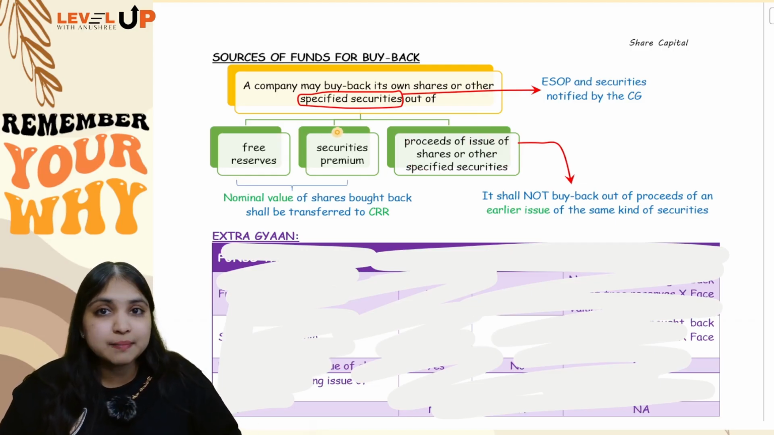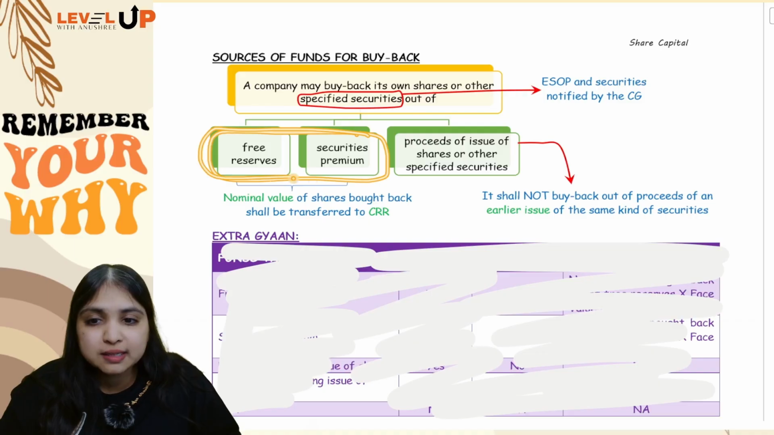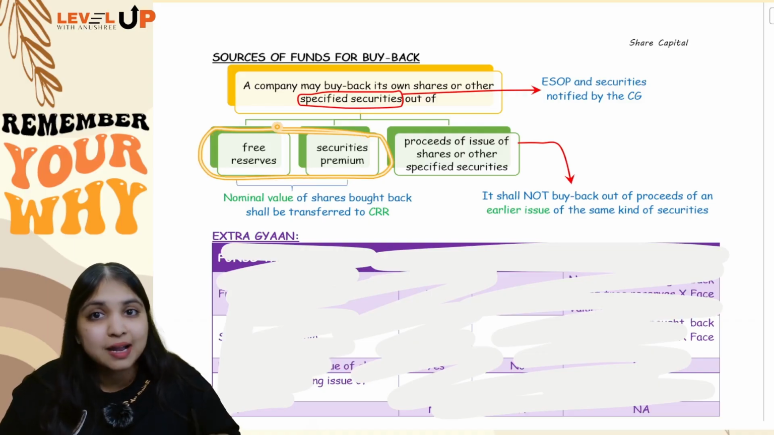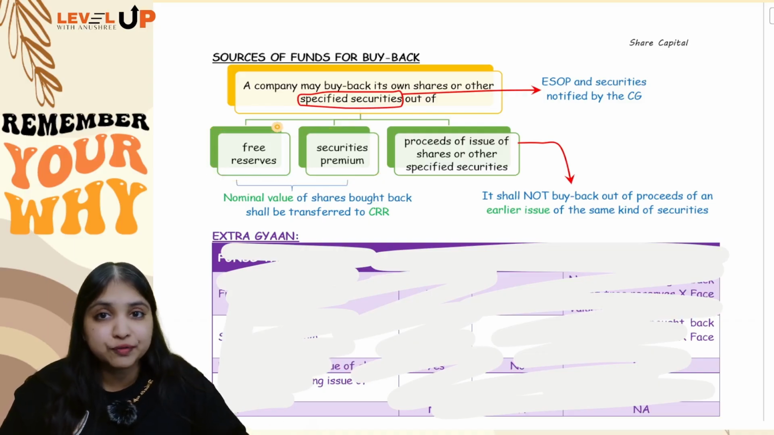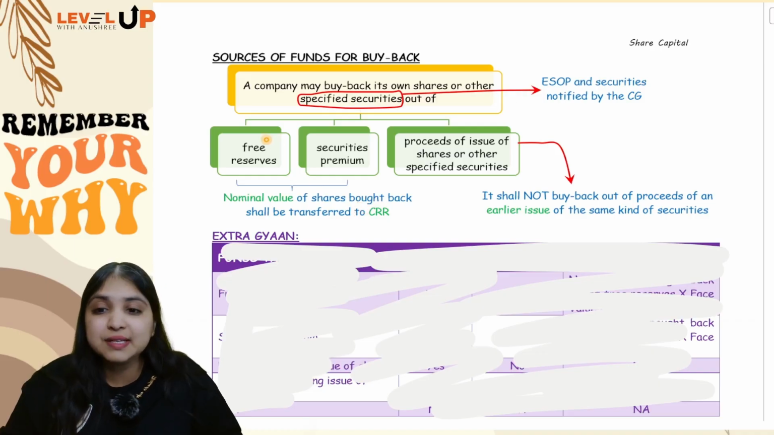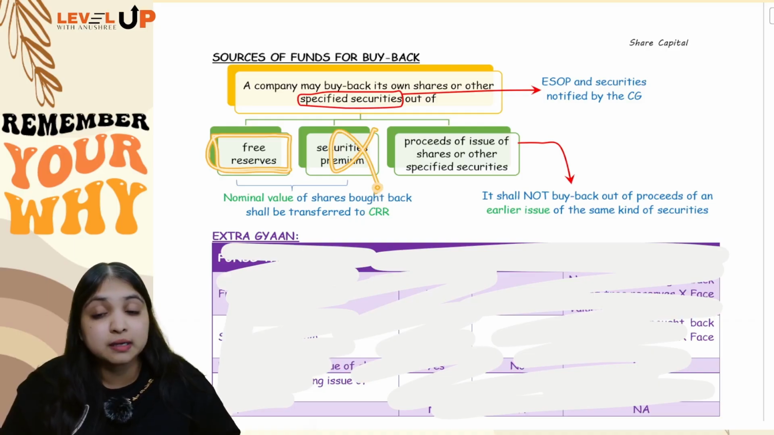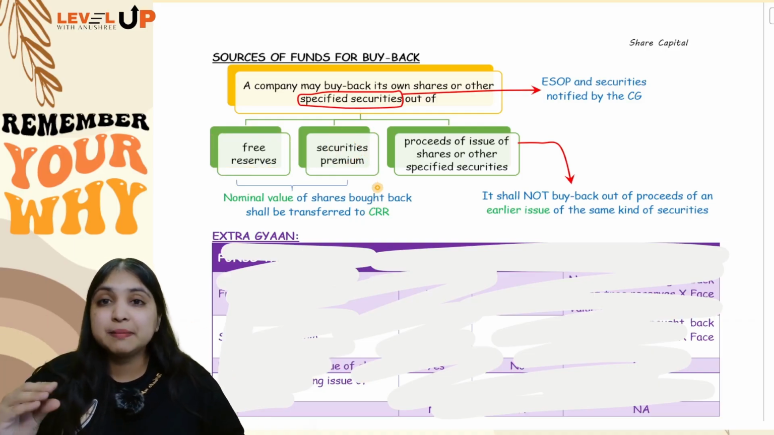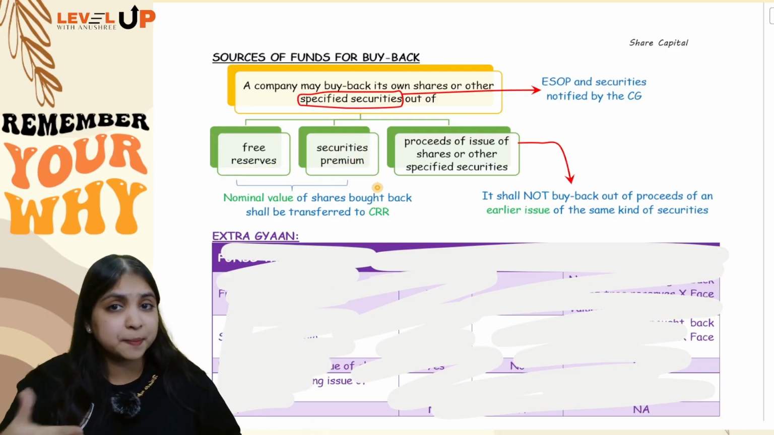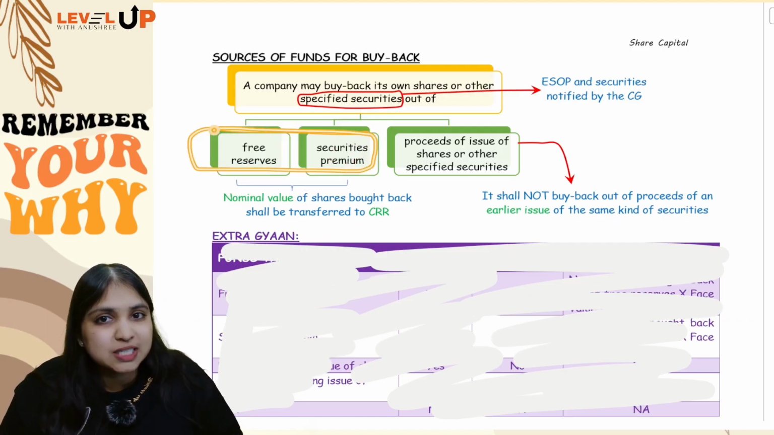Then we learned whatever money company takes from these 2 boxes, free reserves and securities premium, we'll see how much money company took from here. Using this much money, how many shares company bought back? That many shares into face value, company will transfer into CRR. Same thing we had even in section 55, redemption of preference shares. But there we see only how much money company took from free reserves. We don't see the securities premium bucket, because over there securities premium money you can use only to pay premium on redemption. Here there is no restriction like that. So we will see how much money company has taken from both these boxes put together.